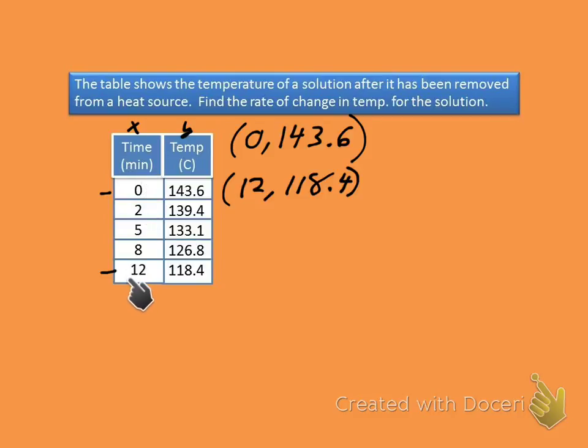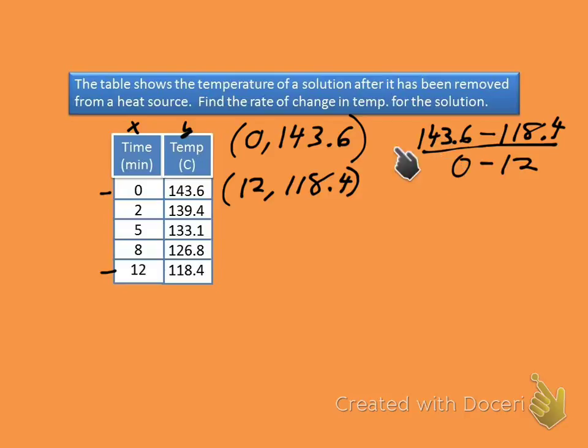Now to do this, you find the change in, which means the difference between. So 143.6 minus 118.4, and you divide that change in your y's by the change in your x's. So 0 minus 12, making sure you stay consistent. If your 143.6 went first up here, your 0 has to go first down here.